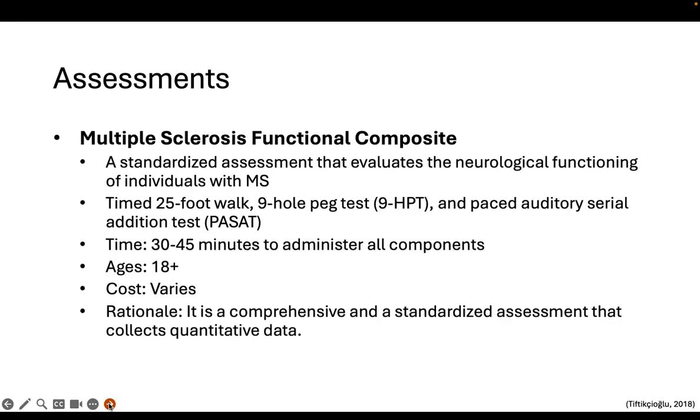The Multiple Sclerosis Functional Composite, or MSFC, is a standardized assessment used to evaluate neurological functioning in individuals with multiple sclerosis. It includes 3 components: the timed 25-foot walk to measure walking speed, the 9-hole peg test for manual dexterity, and the paced auditory serial addition test for cognitive function. The MSFC takes about 30 to 45 minutes to administer, is primarily for adults, and costs vary based on training and materials. This comprehensive tool provides reliable and valid data widely used in clinical trials and research, making it essential for tracking disease progression and evaluating treatment effectiveness.